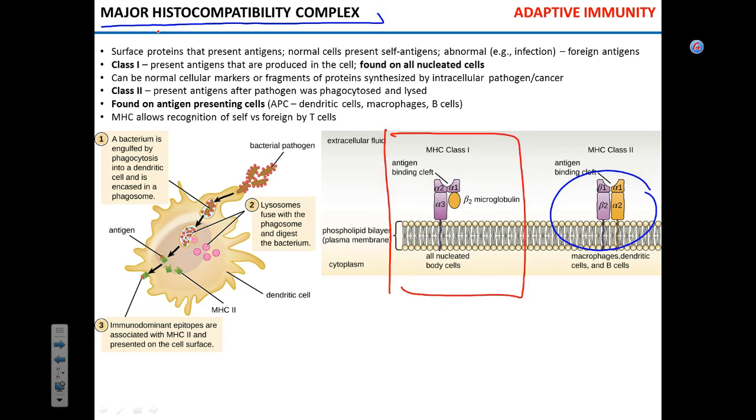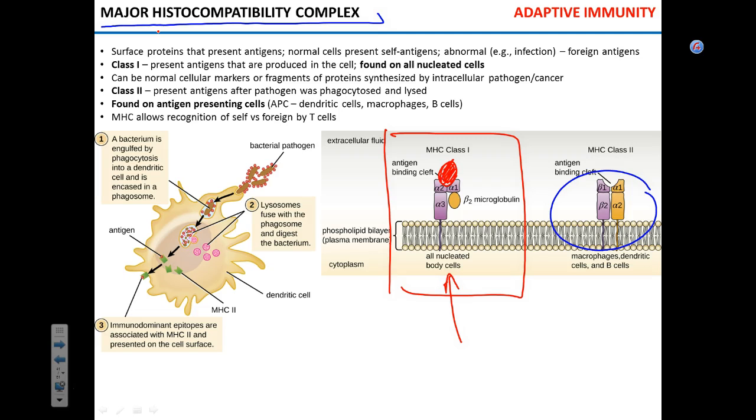These proteins are expressed on all nucleated cells, from hepatocytes to B cells to neurons. You with me so far? So what they do: your cells synthesize proteins. Do you agree with me? They produce proteins all the time. Does that make sense? The fragments of those proteins that are normally produced in your cell are exposed on the surface here. This is called antigen presentation.